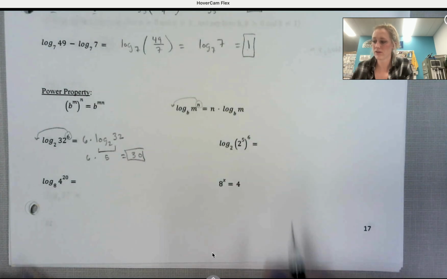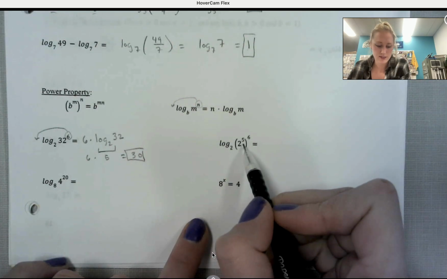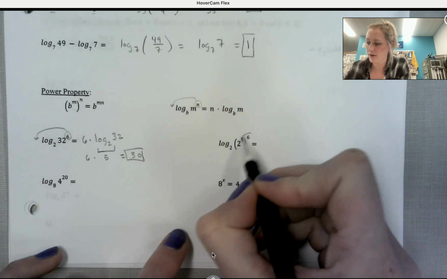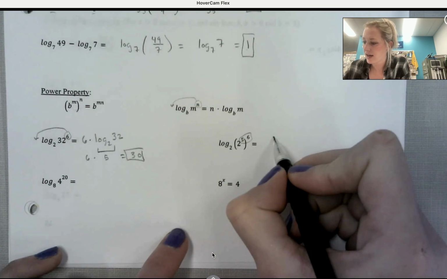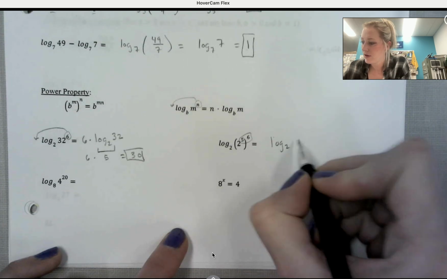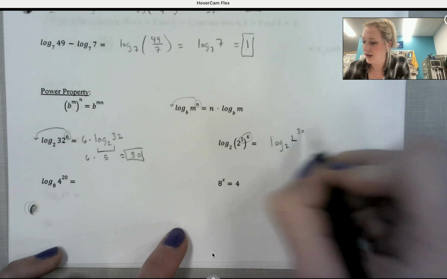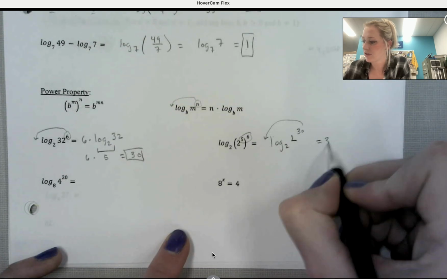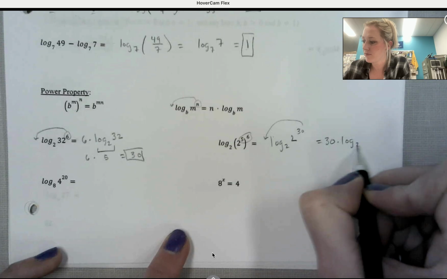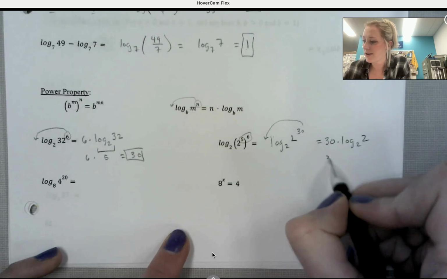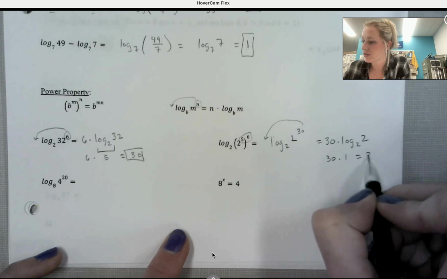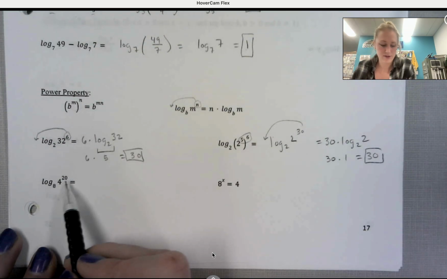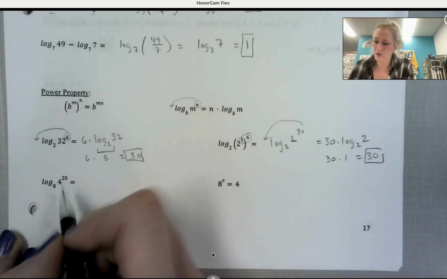Okay. This one, same thing. I can actually apply this property, we have a power raised to a power. I can multiply those. So I've got log base 2 of 2 to the 30th. Okay, I'm going to do exactly what I did here. I'm going to bring that 30 out front. So it turns to 30 times log base 2 of 2. Log base 2 of 2 is just 1. So we got 30 times 1, which is 30. Okay, this one, I can do that same thing, pull that 20 out.